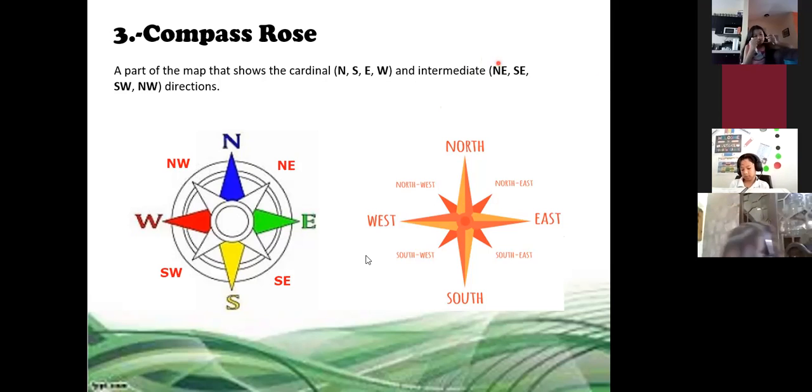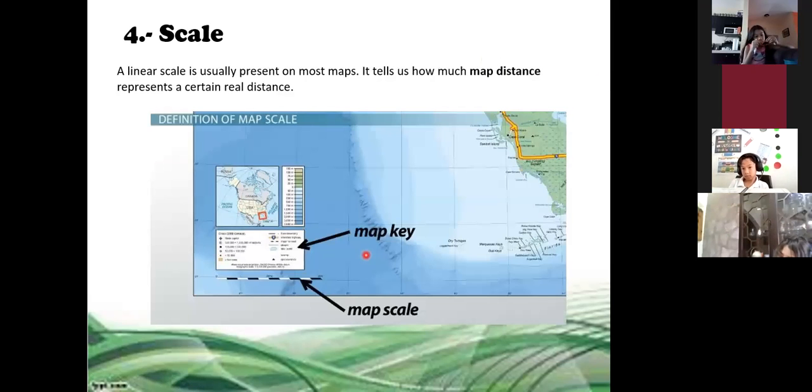Okay, also we have another part of the map that is the scale. What is a scale?